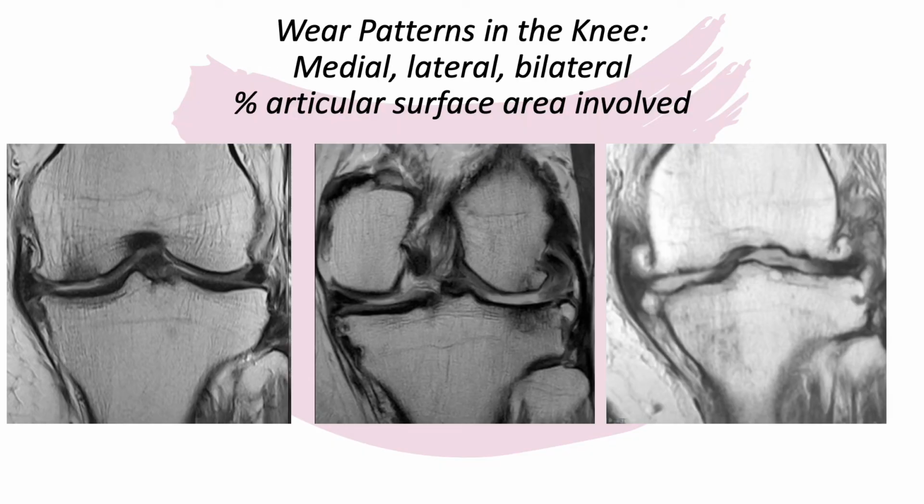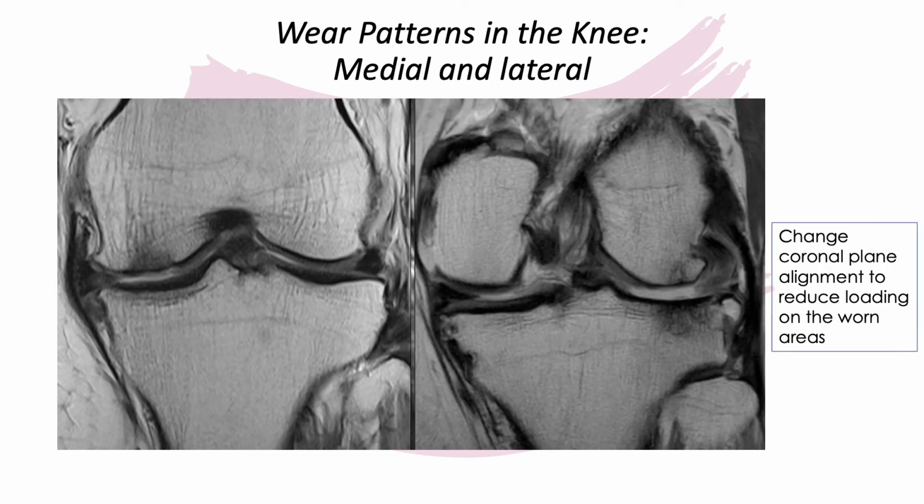Wear patterns in the knee, we can also see these well on MR. We can see whether there's purely medial cartilage involvement, lateral cartilage involvement, or bicompartment involvement. We can also describe the area of cartilage involved as a percentage of the articular surface area involved. When we look at wear patterns of the knee, it's important to identify medial and lateral cartilage patterns, because by changing the alignment of the knee, we can change the mechanical axis and the loading.